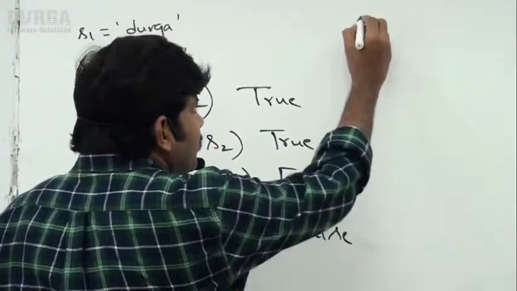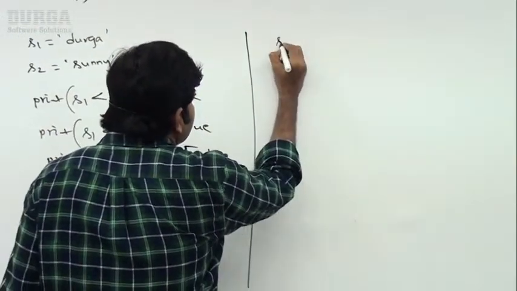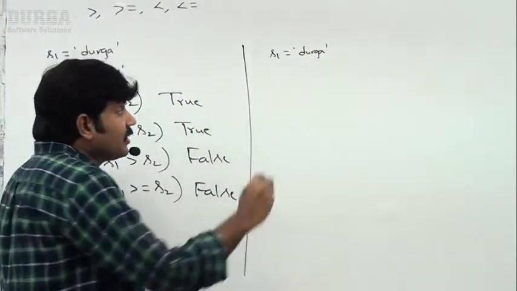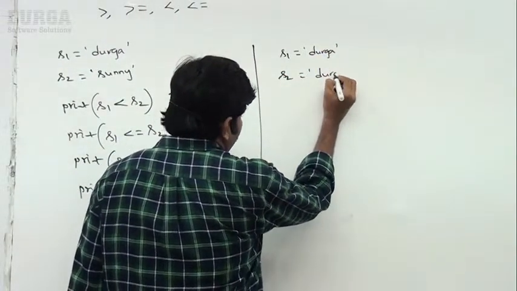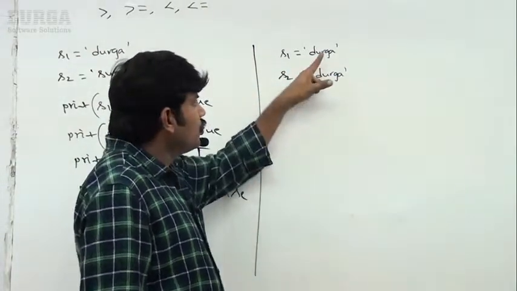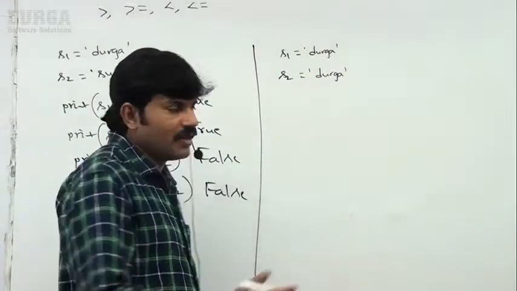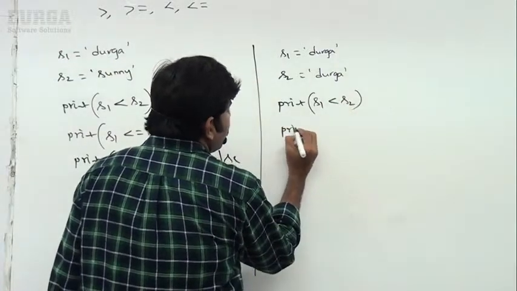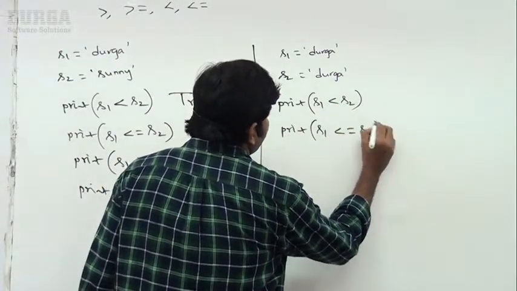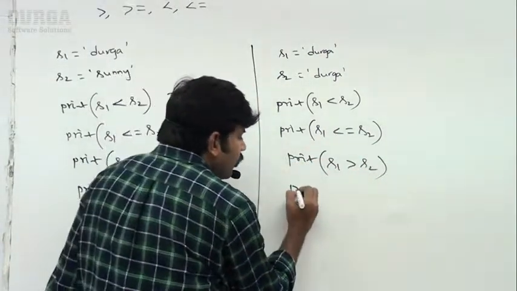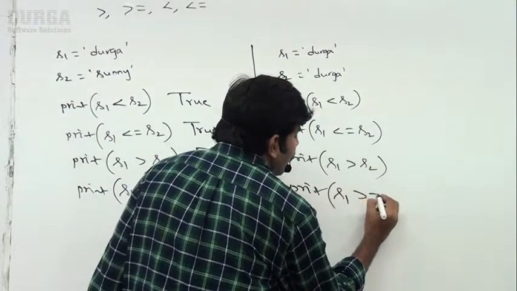Now have a look once. Suppose my content is S1 is Durga, S2 is also Durga. The Unicode of the first character is the same, the second character the same, the third character the same, which means both are equal. Now print of S1 less than S2, print of S1 less than or equal to S2, print of S1 greater than S2, print of S1 greater than or equal to S2.